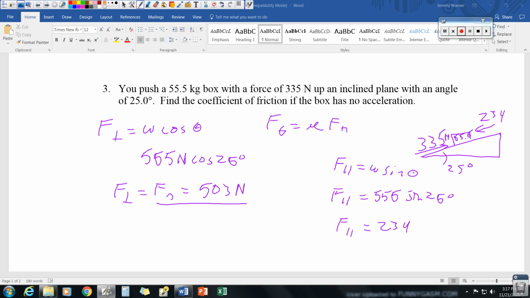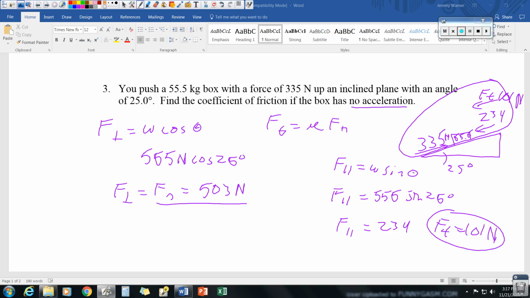Now what we need to find is what the heck is the frictional force. So there's got to be some frictional force here slowing us down as well, because there is no acceleration. So these three vectors have to add up to 0. Okay, well, 335 we put in, 234 gets canceled out, so the rest of what must be here, the frictional force, must be 101. Okay? So we know now that our frictional force is 101 newtons. There's the last piece of the puzzle that we need.